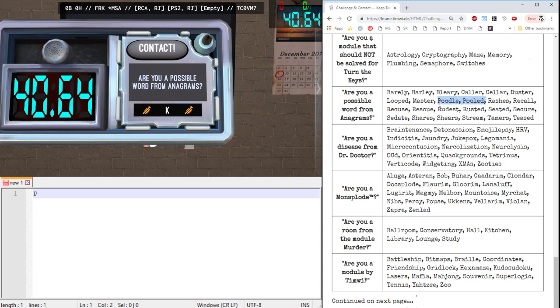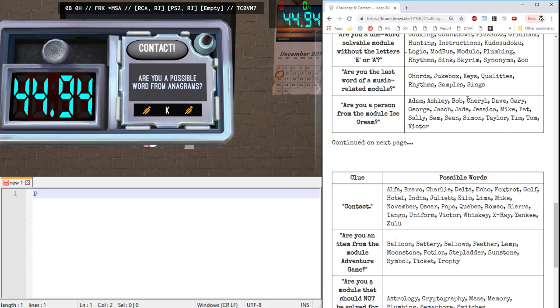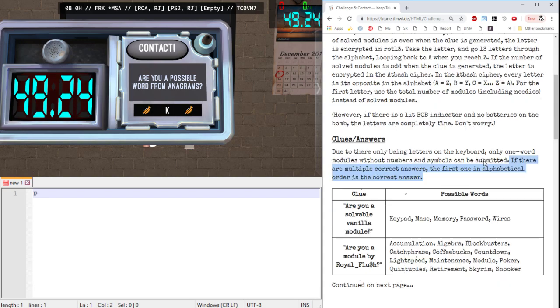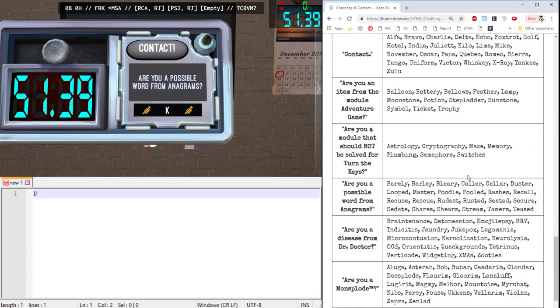Ooh, now notice we have two this time. Which one do we use? Well, the rule, and it does state it up here at the top, is if there are multiple correct answers, the first alphabetical is the one you want. So, we have poodle and pool, but we need to use the first one alphabetically, which would be poodle.